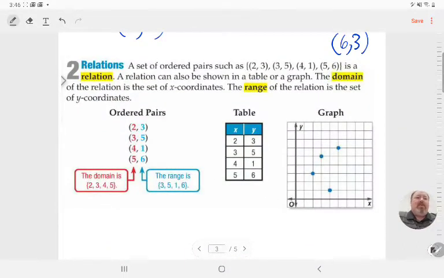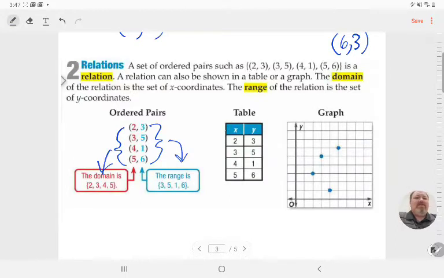Relations. A set of ordered pairs such as these ordered pairs, (2, 3), (3, 5), (4, 1), and (5, 6), is a relation. A relation can also be shown on a table or a graph. The domain of the relation is the set of all the x coordinates. The range is the set of all the y coordinates. So again here, all of the x's would be your domain, and all of the y's would be your range, okay?